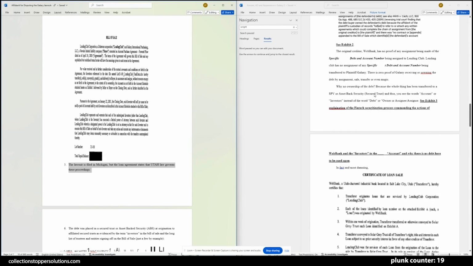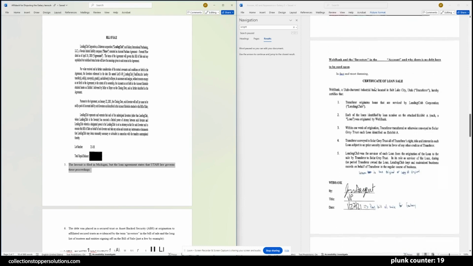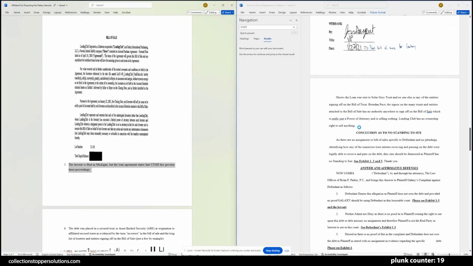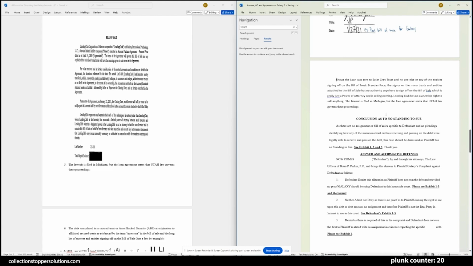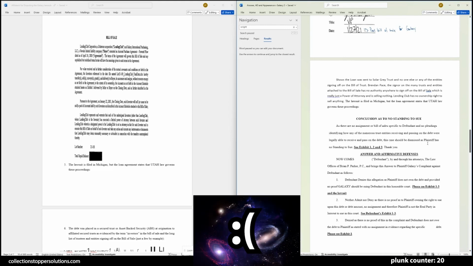So you're reiterating to the court what your counter affidavit already says. And you would say, like I just said, you go plunk, sent to Gola. Lending Club has no ownership right. The lawsuit's filed in Michigan, but the loan agreement states that Utah law governs. So you're using their own loan agreement against them. Court's just going to say, Galaxy, just let them go. You clearly screwed this up. And I'm not saying that's what happened, but I'm saying everybody's happy except Galaxy.